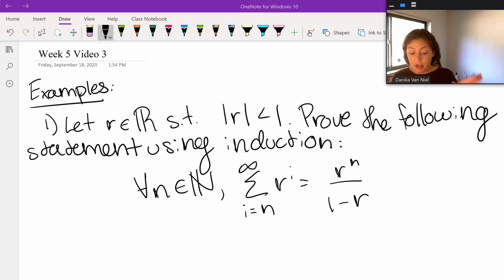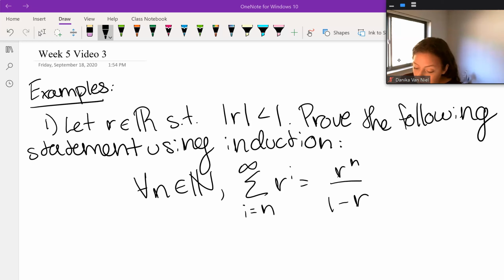Welcome back. In video 3, I'm just going to do some examples. So this first one, we're going to let r be a real number such that the absolute value of r is less than 1. So it could be negative 0.5 or 0.5, stuff like that. Prove the following statement using induction.